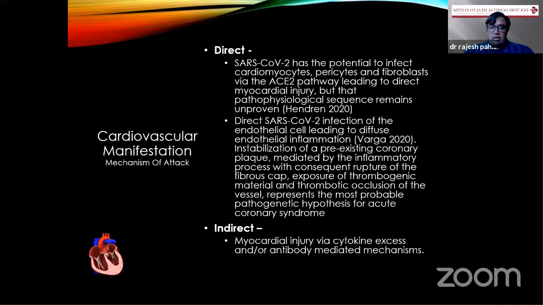The COVID-19 virus can also affect the endothelial cells of the coronary vessels and therefore cause diffuse endothelial inflammation, which in turn leads to destabilization of any pre-existing coronary plaque mediated by the inflammatory process, leading to consequent rupture of the fibrous cap, exposing the thrombotic material and therefore causing thrombotic occlusion of the vessel. This is proposed in various journals as a possible pathogenic hypothesis for acute coronary syndrome seen in patients with COVID-19.